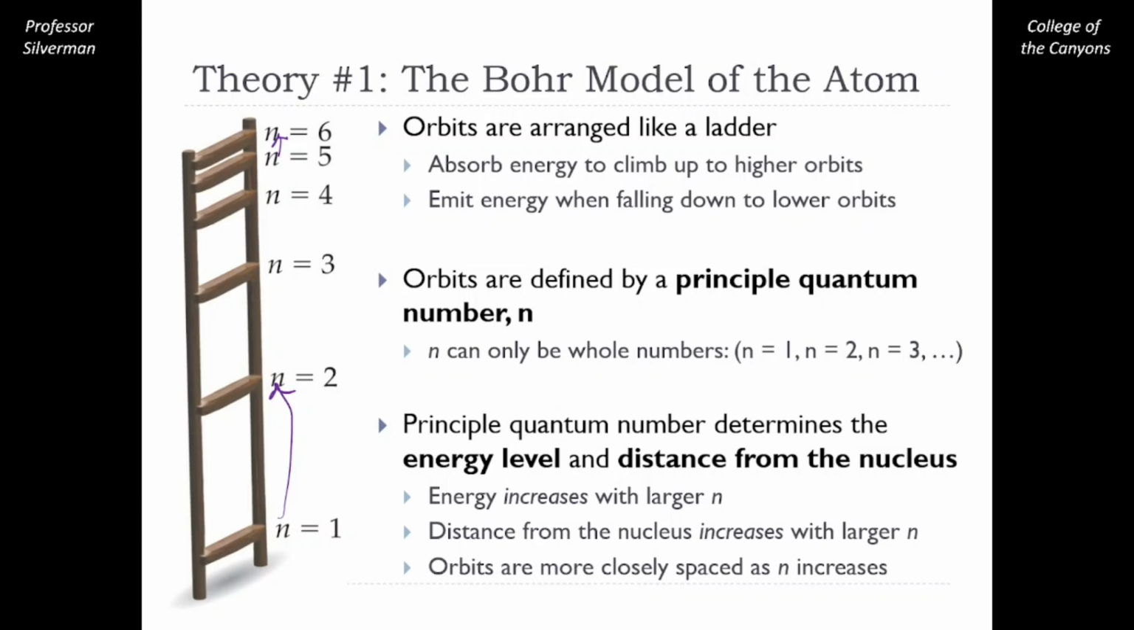The energy level of these orbits also correlates with their physical size, the distance from the nucleus. Our higher energy orbits are bigger. Those electrons exist further away from the nucleus.